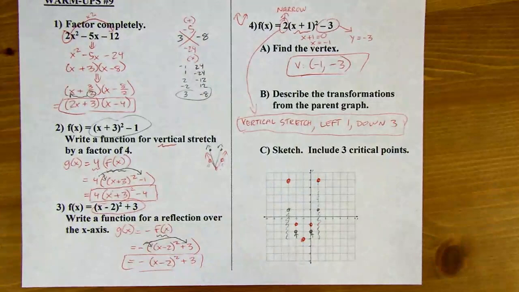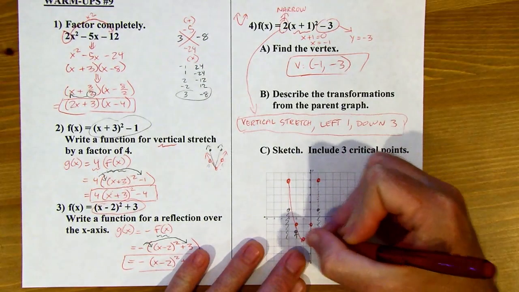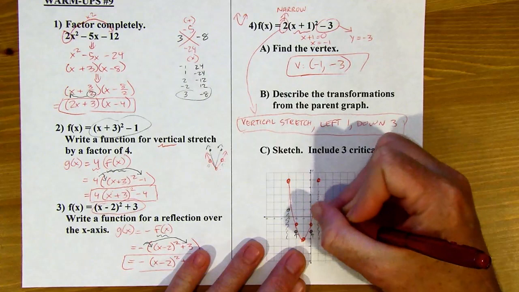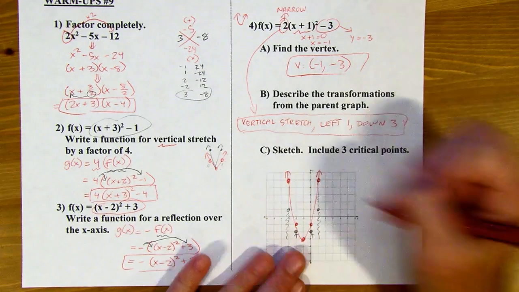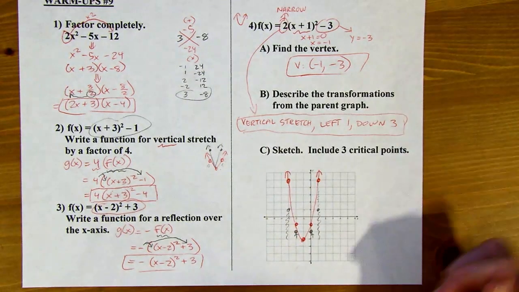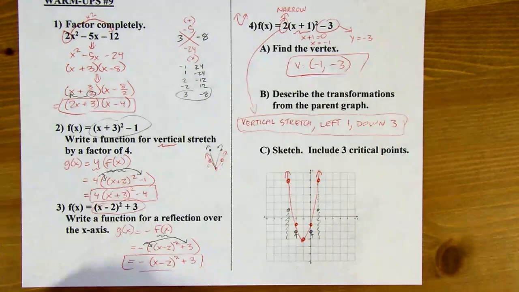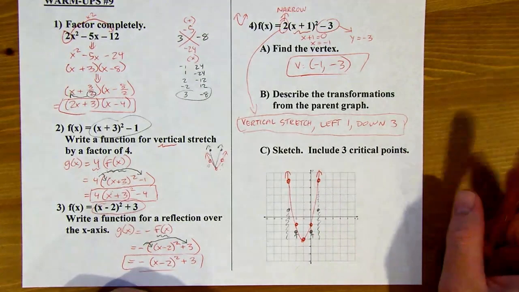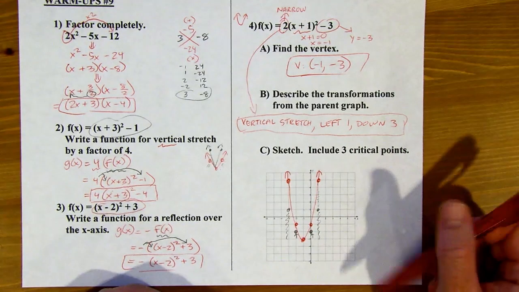And now with those red dots, I can draw in my parabola, and I've got a pretty good idea of the shape of the parabola. Pretty good graph there. So you don't need to graph the ghost points, but I like to do that to describe what's happening. But you do need to plot those critical points. It says include 3 critical, well, I did 5, but there we go.